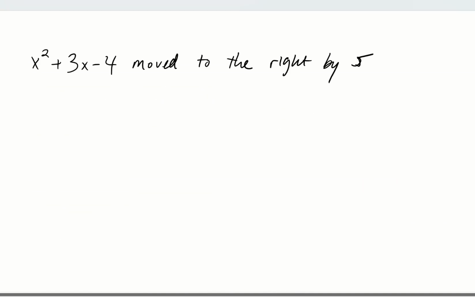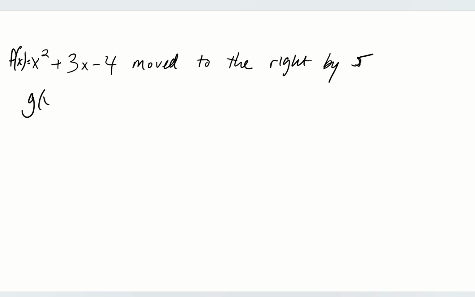Okay, so we have this function f of x is x squared plus 3x minus 4, and we need to move this to the right by 5. So our new function, g of x, is going to be, since we're moving to the right, x minus h, and in this case, h is 5. So it's f of x minus 5.